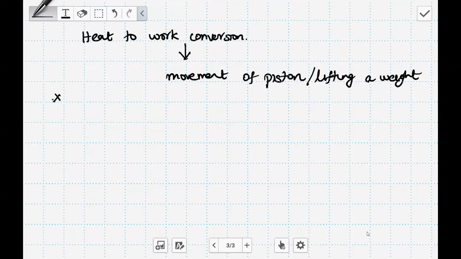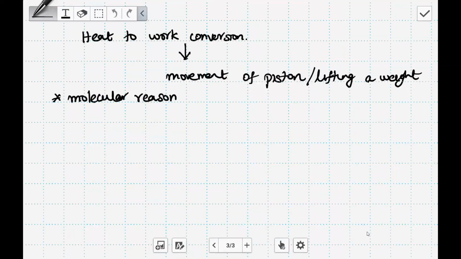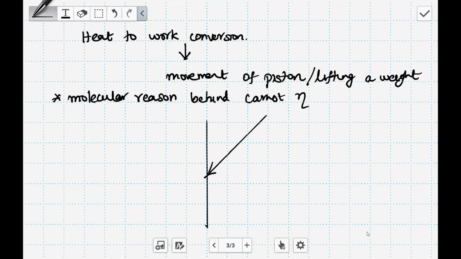The molecular reason behind Carnot efficiency is the following. This is the crucial argument. What is happening when you are converting? How is the energy conversion process occurring? You have steam coming from a hot reservoir, at a high temperature. That is, the average kinetic energy is high.